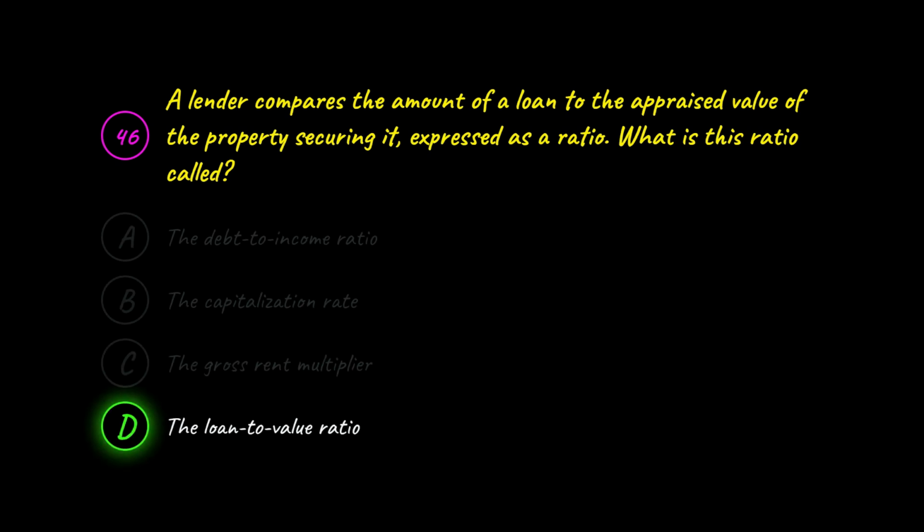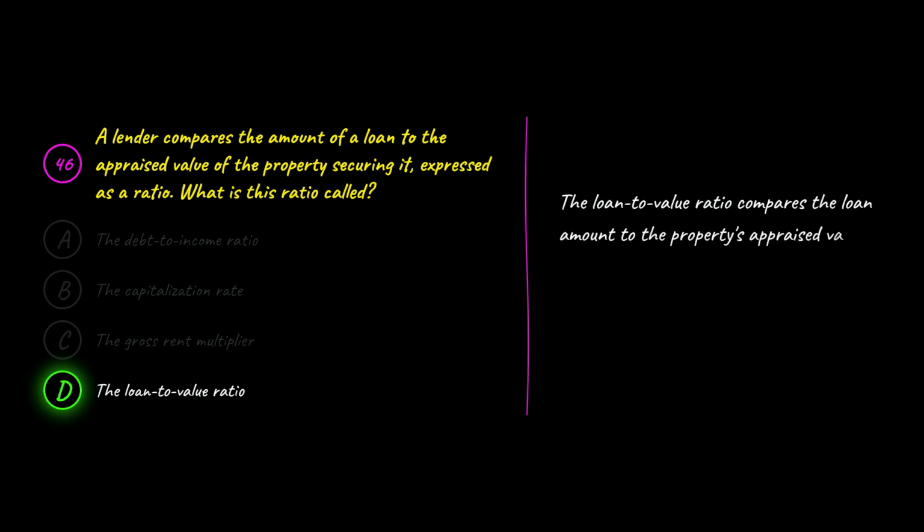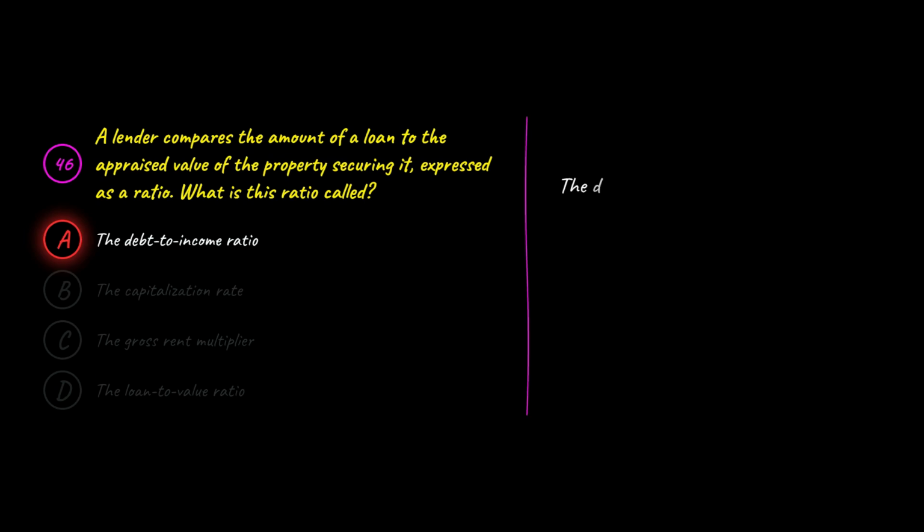The correct answer is D, the loan-to-value ratio. D is correct because the loan-to-value ratio compares the loan amount to the property's appraised value. Lenders use it to gauge risk, since a higher ratio means a smaller borrower down payment and less cushion if the loan defaults. A is wrong because the debt-to-income ratio compares a borrower's monthly debts to monthly income.